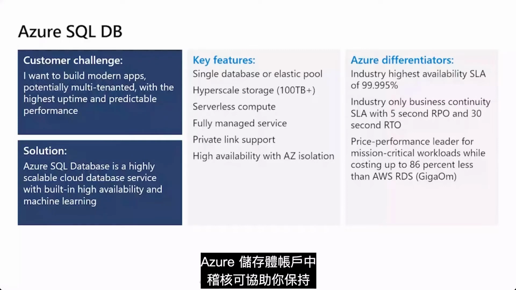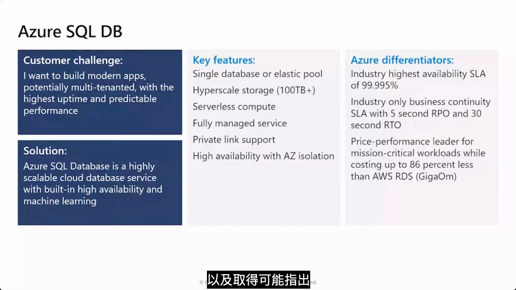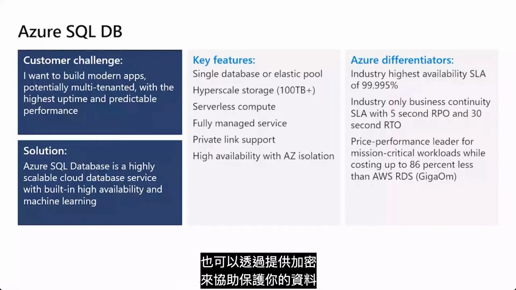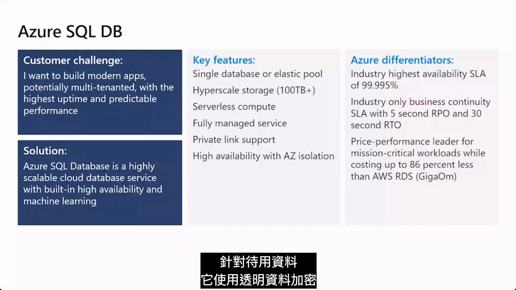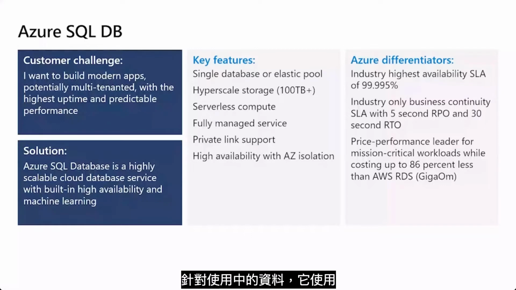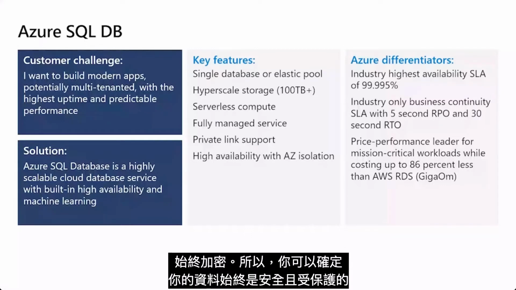So auditing can help you maintain regulatory compliance, understand database activity, and gain insight into discrepancies and anomalies that might indicate potential security violations. So Azure SQL Database can also help secure your data by providing encryption. So for data in motion, it uses transport layer security. For data at rest, it uses transparent data encryption. And for data in use, it uses Always Encrypted. So you can be sure that your data is always safe and protected.